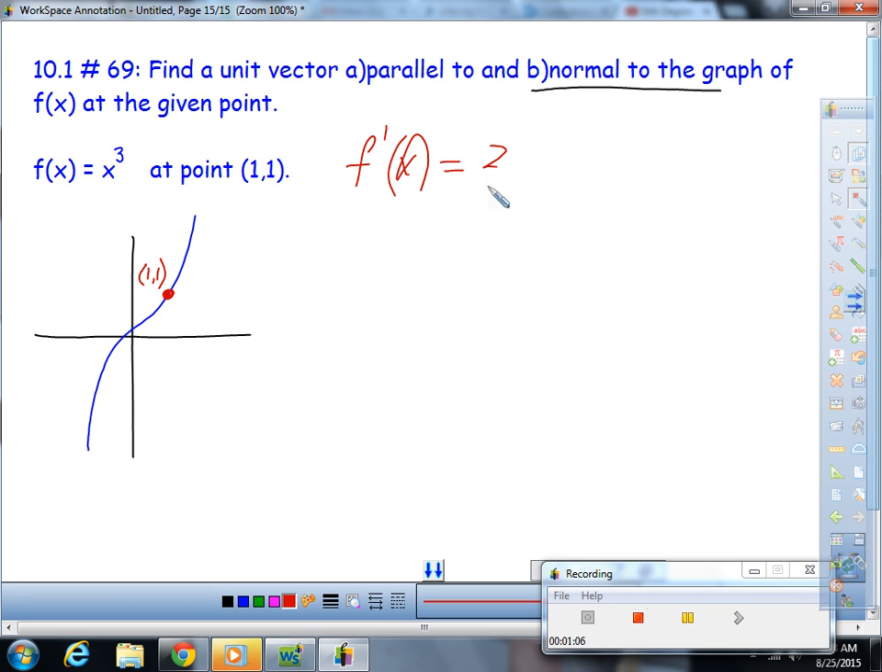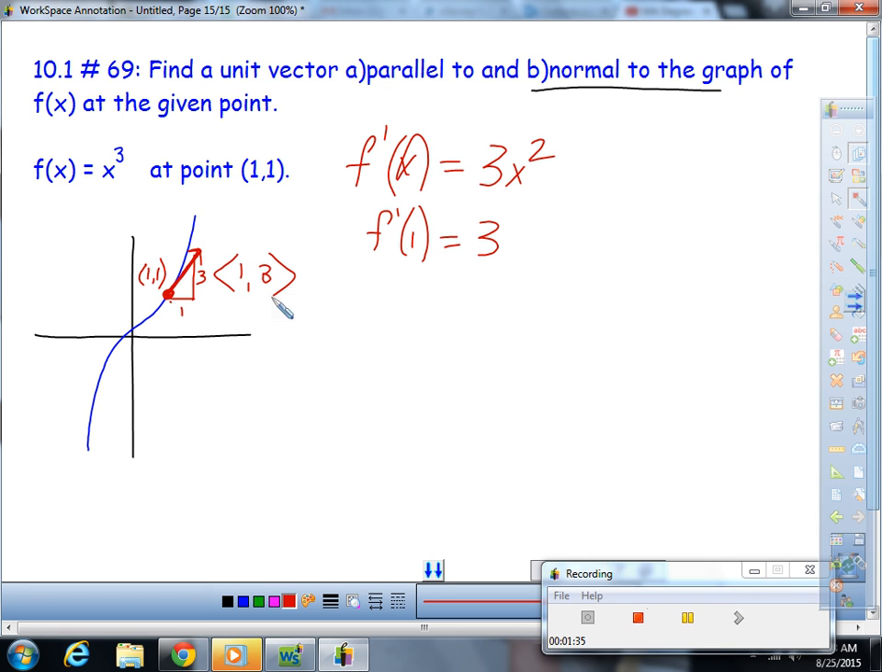So that's going to be, there's the equation for the slope of the tangent lines. And so at the point (1, 1), okay, our slope is 3. So what we're looking for is a unit vector at this point. Okay, so we know that if the slope is 3, it's going to go over 1 and up 3. So we would write that like that. That is a vector that is parallel to our graph at that point, but it's not a unit vector.